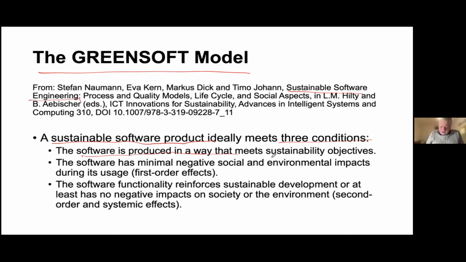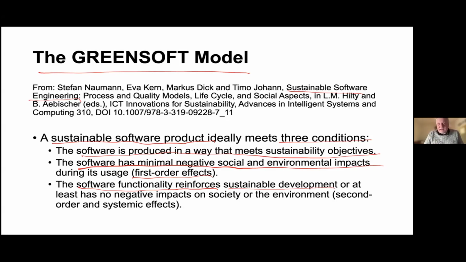The software is produced in a way that meets sustainability goals, so we have to also reduce energy consumption during development. Software has a minimal negative social and environmental impact. That's called first order effects here, when it is executed, more or less. And the software functionality reinforces sustainable development, or at least has no impact on society or the environment, which is then the second order or systemic effects we might have here directly.